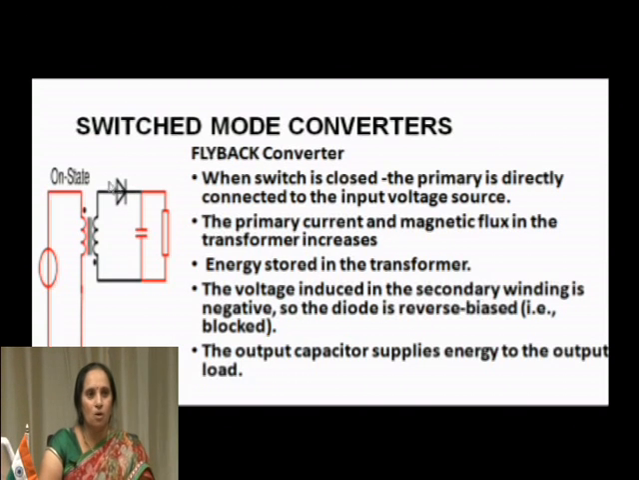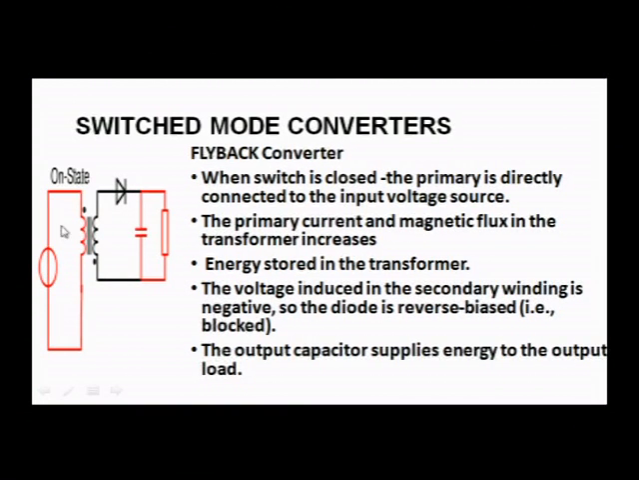So, in the on state, which means when the switch is closed, what actually happens here? Directly the voltage source is being connected to the primary. So, when the switch is closed, the primary is directly connected to the input voltage source, that is very clearly seen, and the primary current and magnetic flux in the transformer increase. So, with the passage of current, the flux and the current are going to increase, and the energy is going to be stored in this transformer, in this winding.